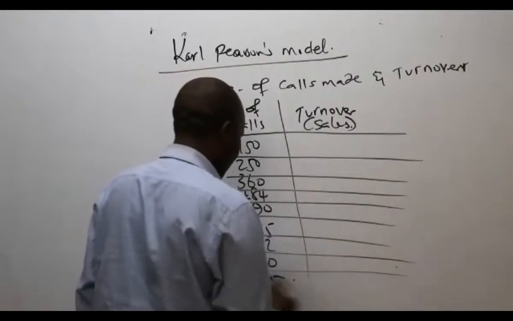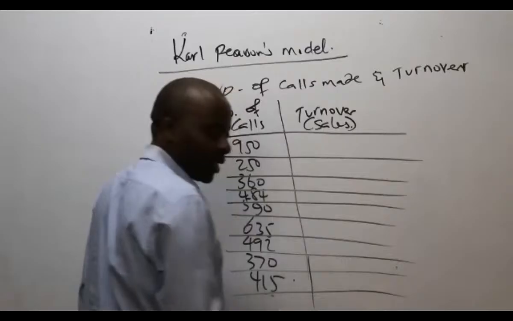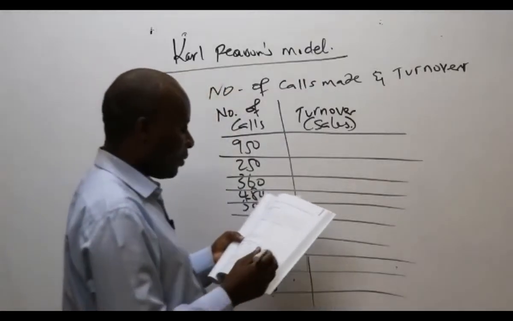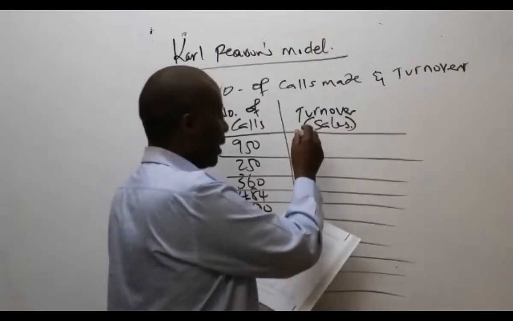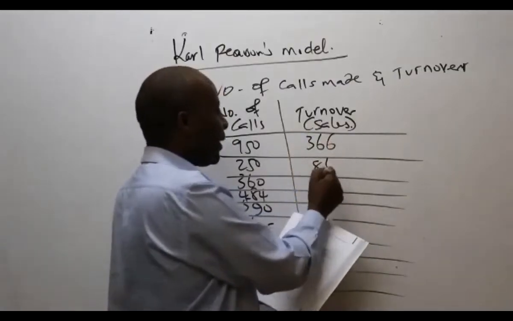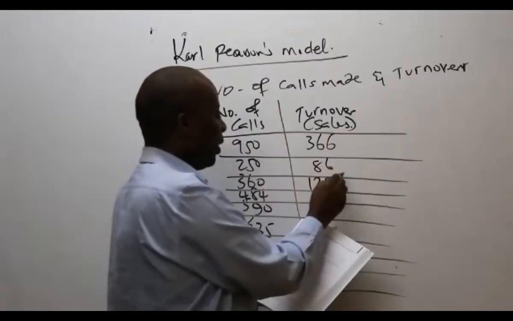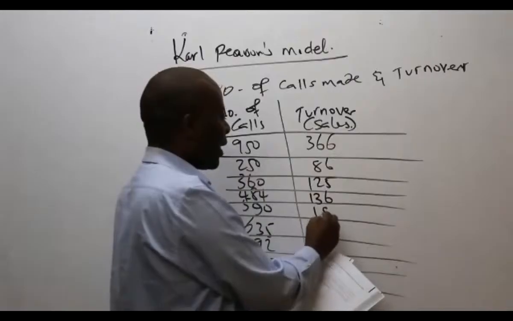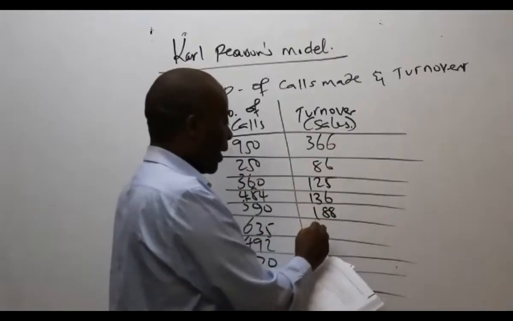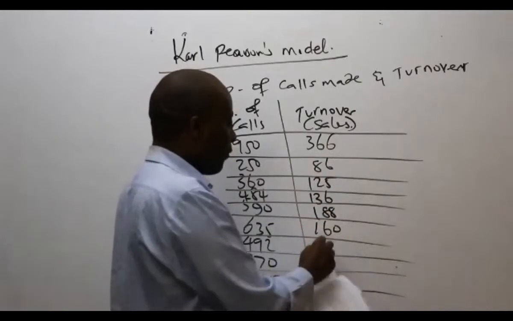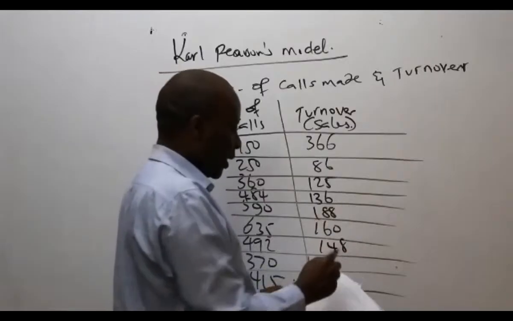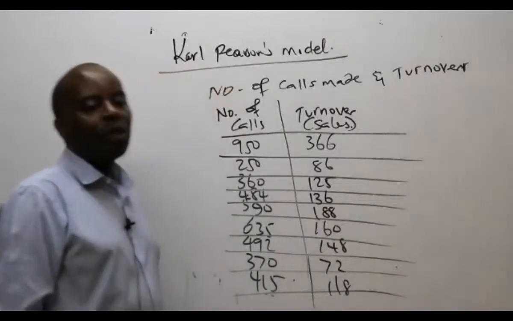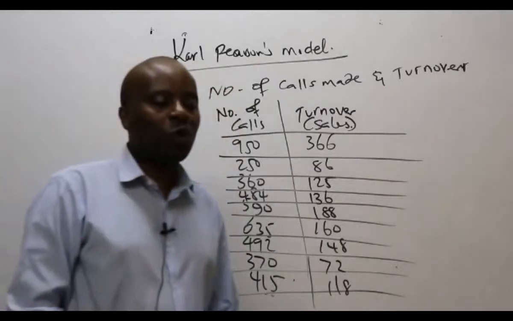You know, QA is the best paper in CPA. So turnover ya kwanza wamenipatia 366. Tuko na 86, tuko na 125, tuko na 136, tuko na 188, tuko na 160, tuko na 148, tuko na 72, and then we have 118. So please, first of all of us, we must copy up to there.